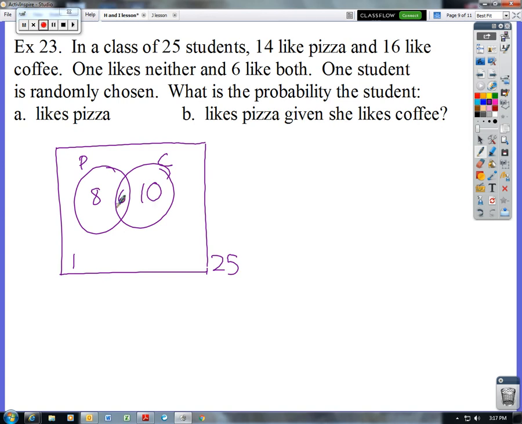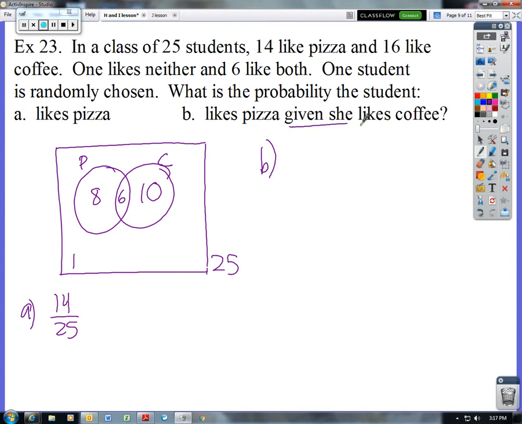Well, there are 14. So this is A. 14 out of a total of 25. So that probability is very straightforward. Now the next one is a little more interesting. The probability they like pizza given that she likes coffee. So there's actually a formula for this. I'm going to do it intuitively first, and then I'll tell you the formula.